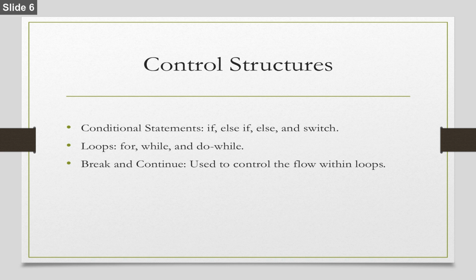Control structures. Java has several control structures that determine the flow of a program. Conditional statements like if and switch let us make decisions based on conditions. Loops, including for, while, and do while, allow us to execute code repeatedly. The break and continue statements can be used to control the flow within loops. These structures make our programs dynamic and flexible, adapting to different inputs.